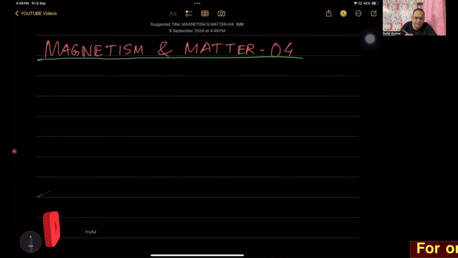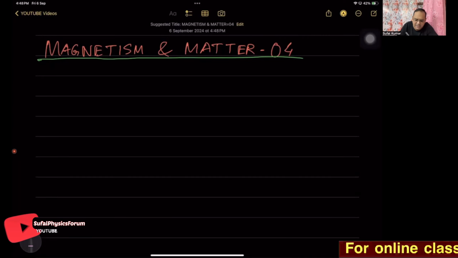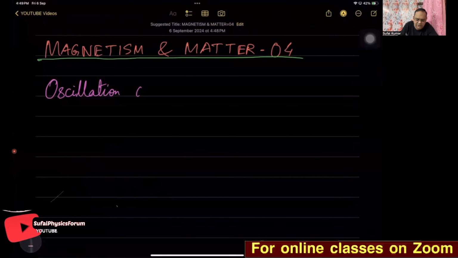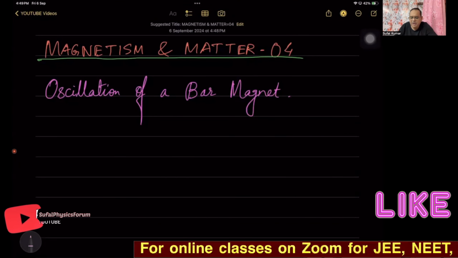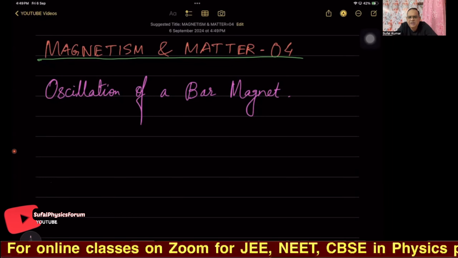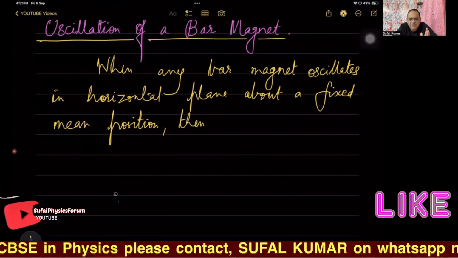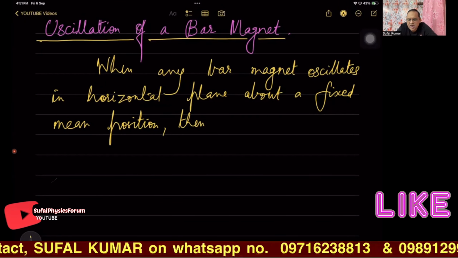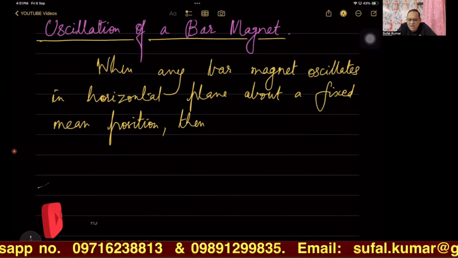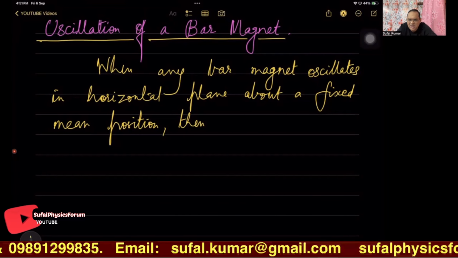In the fourth part of this magnetism and matter, we start with oscillation of a bar magnet. Here we are going to discuss the time period of an oscillating bar magnet. In the picture, we come across two torques which are to be balanced. So in equilibrium, both the torques have to be equated.